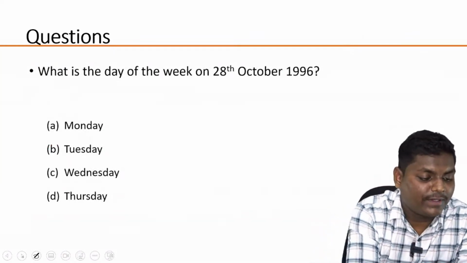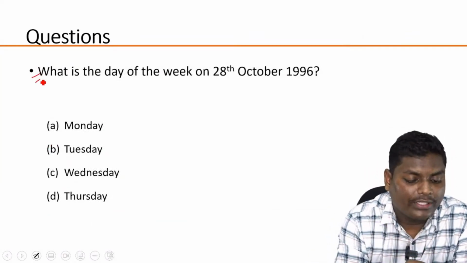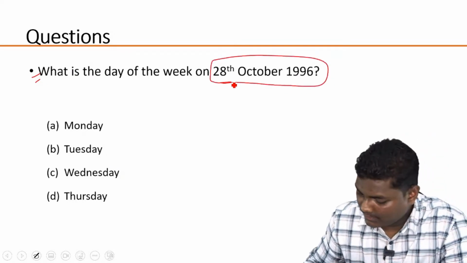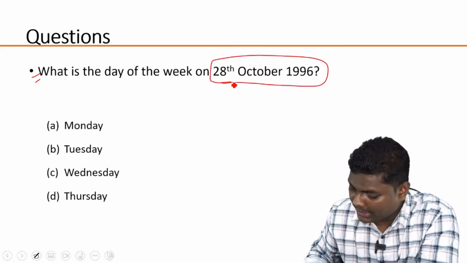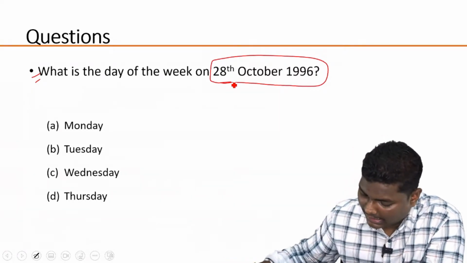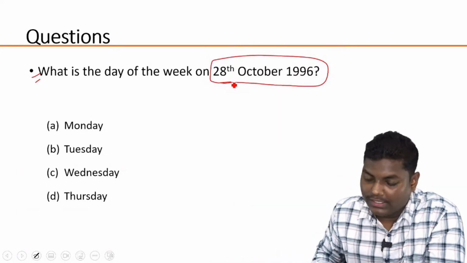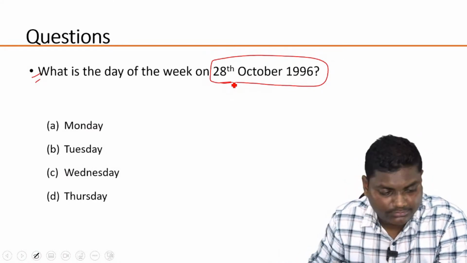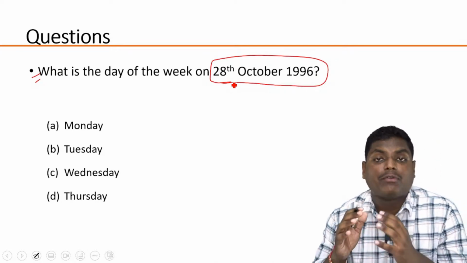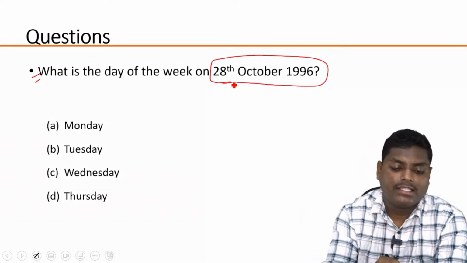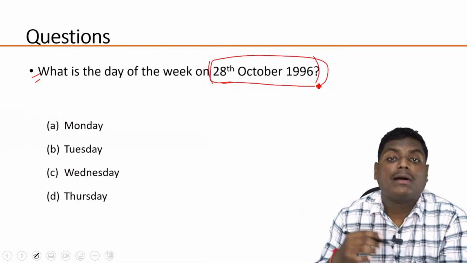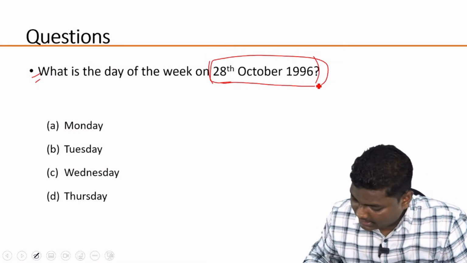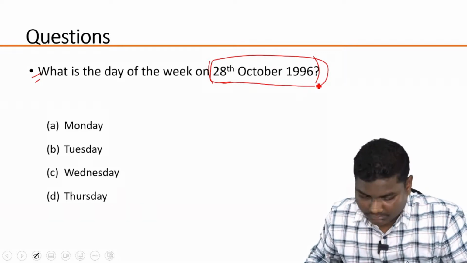Now this is also a different kind of question that we generally see. What is the day of the week on 28th October 1996? You can try this. In this type of question, you will see various combinations where they will give you a particular date and ask on which day it will exactly come. Okay, try solving this.